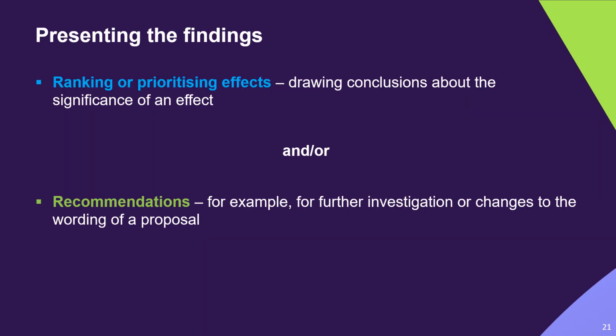HIA reporting outputs usually take one of two forms. This can be either ranking or prioritising effects. In other words, drawing conclusions about the significance of an effect and or forming recommendations, for example, for further investigation or changes to the wording of a proposal.